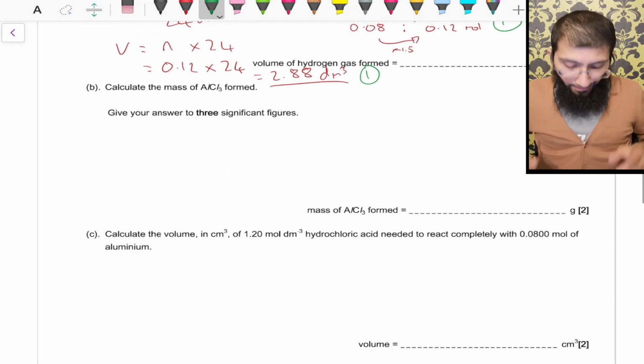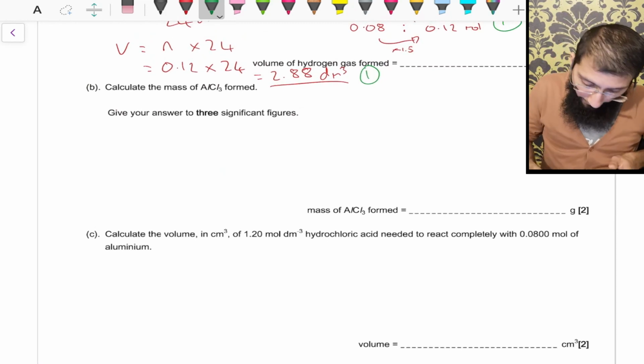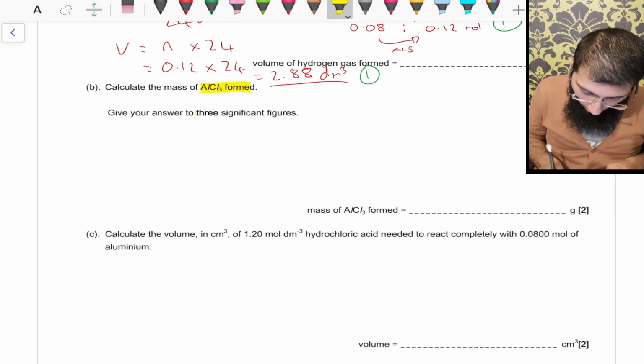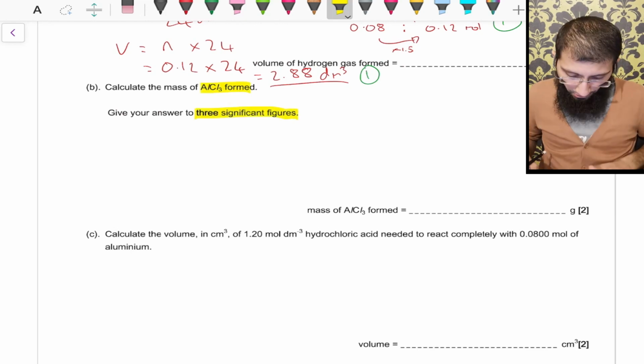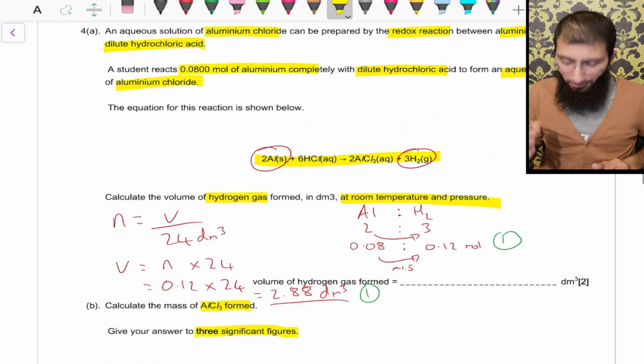Okay, part B. Calculate the mass of aluminium chloride formed. Give your answer to 3 significant figures. So let's have a look. We're asked to calculate the mass of aluminium chloride.